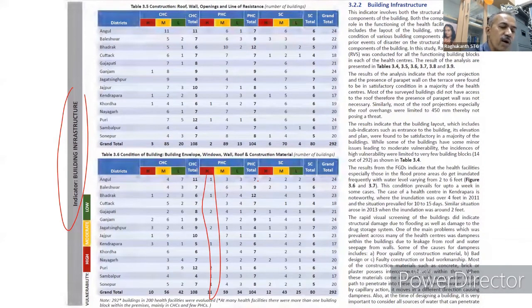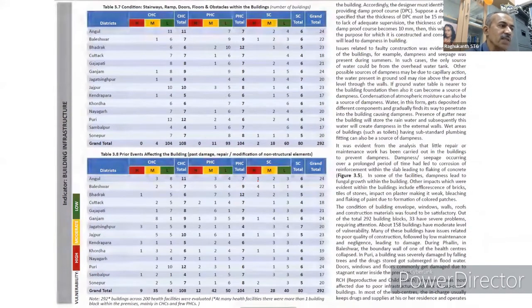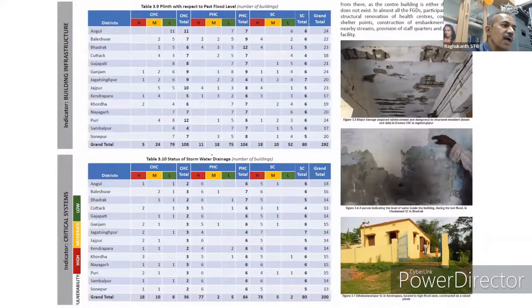So we have identified all these hospital buildings which require immediate attention. This is for rare events, building damage. We have classified all of them nicely. And then the status of stormwater drainage. Like this, we have given all the marks.